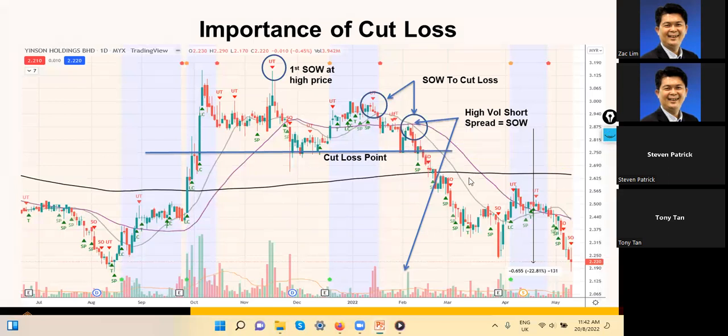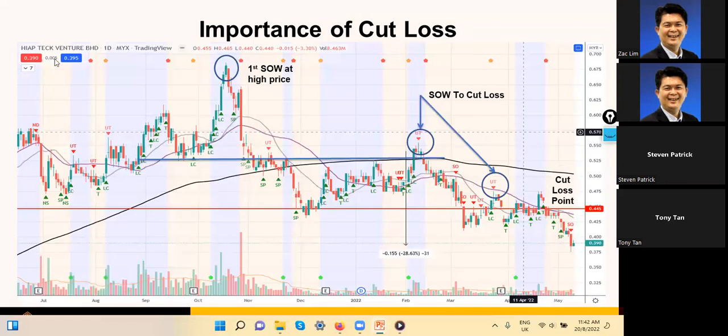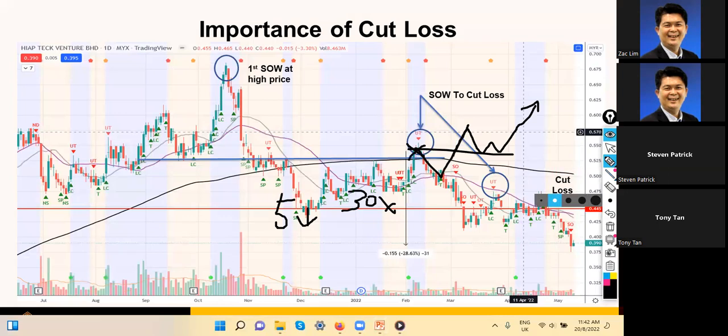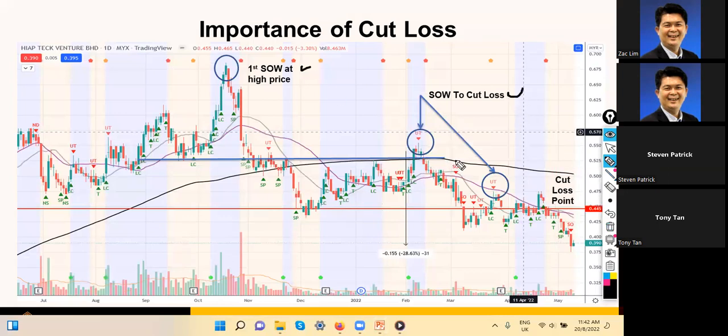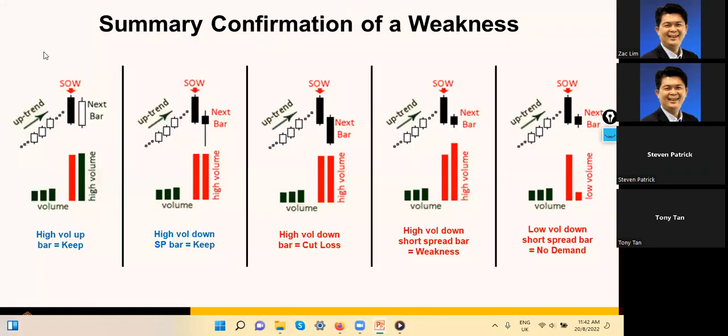Okay, this is the cut loss here, just to illustrate the importance of cut loss and where you find the sign of strength coming and the sign of weakness coming in. When you have a sign of weakness coming in like this one, it's time for you to cut loss. Here is just a summary of the confirmation of weakness. For first-time joiners, you can take a look or print this out as your reference. Make sure you see the sign of weakness at the top.